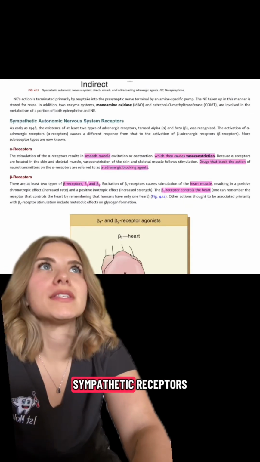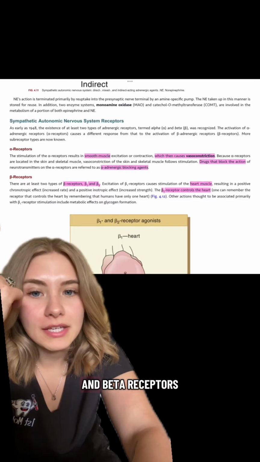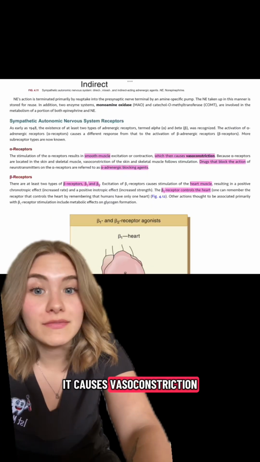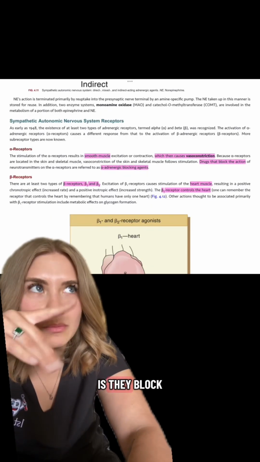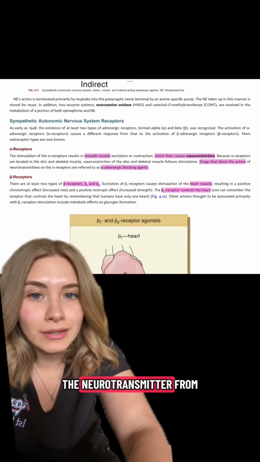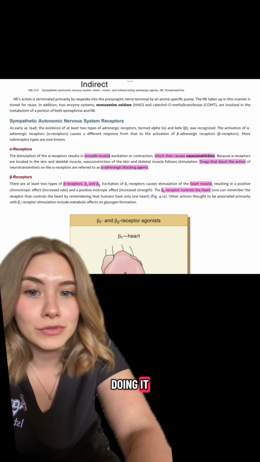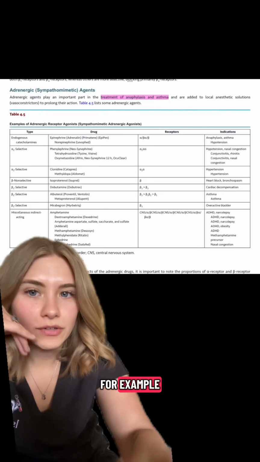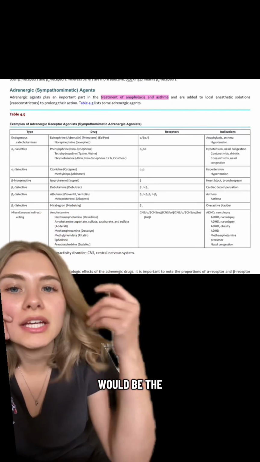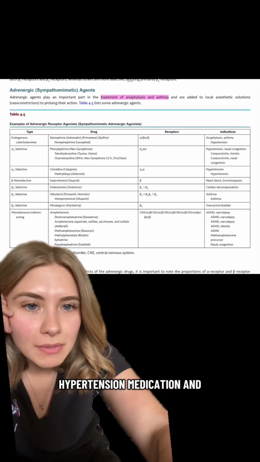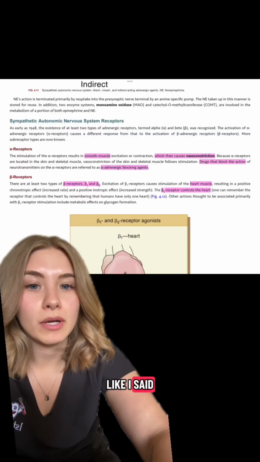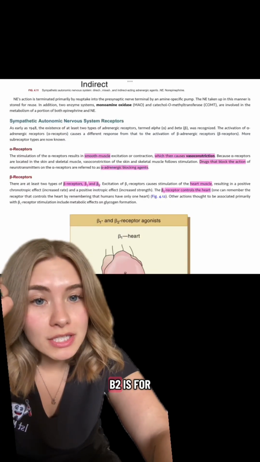Okay, for the sympathetic receptors, like we said, we have the alpha and beta receptors. Alpha has a smooth muscle, it causes vasoconstriction. The medications, what they do is they block the action of the neurotransmitter from doing it, so it's an adrenergic blocking agent. For example, the adrenergic blockers would be the hypertension medication and heart medications, and also for asthma. And then B1 and B2, like I said, B1 is for the heart, B2 is for the lungs.